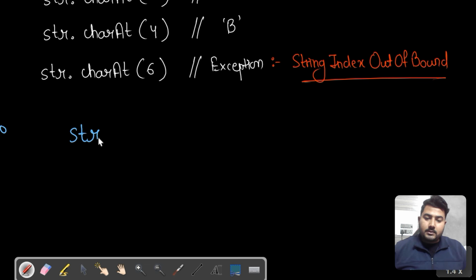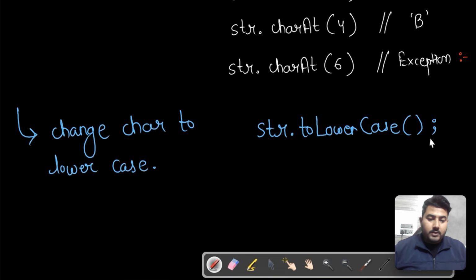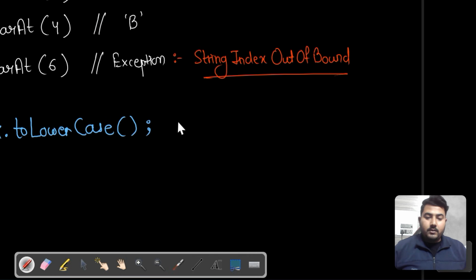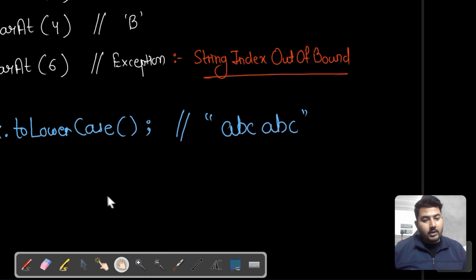What I can do is I can simply say str dot toLowerCase. Here L and C are both capital. If I mention that, this entire string will be returned by converting every single character to small character. So this will be our result: small abc, small abc.